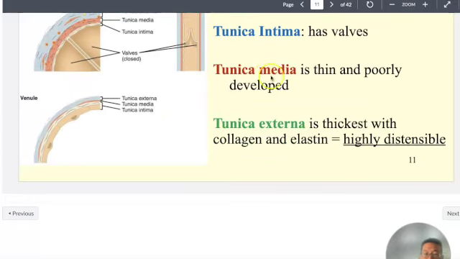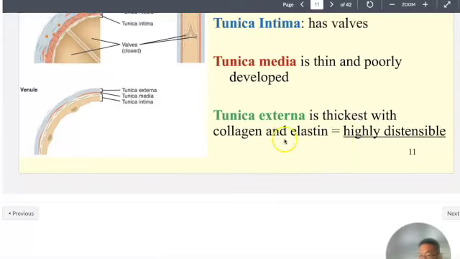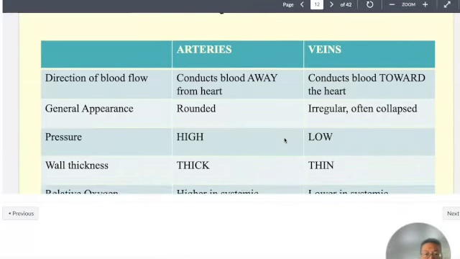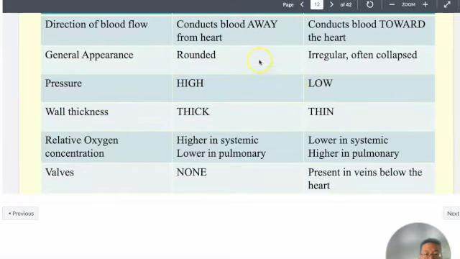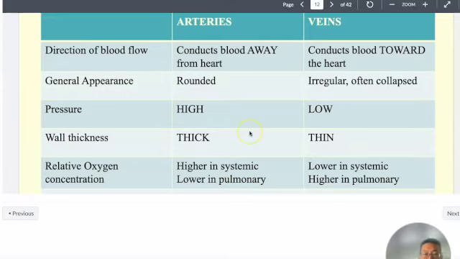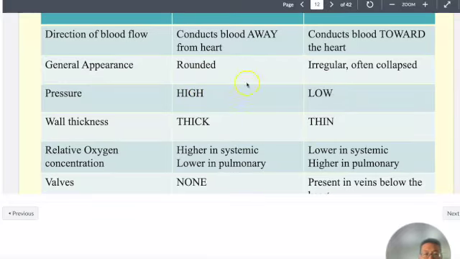The media, which is the muscle layer, is thin and poorly developed. Tunica externa is thickest. Collagen is highly distendable. That means it's highly stretchable. So here's a summary. You can look at them. We just talked about pressure is low here, pressure is high here. More round, irregular, or collapsed.